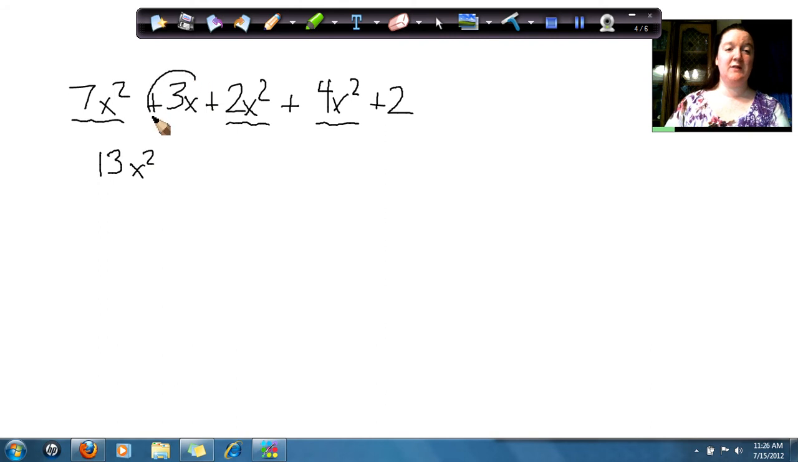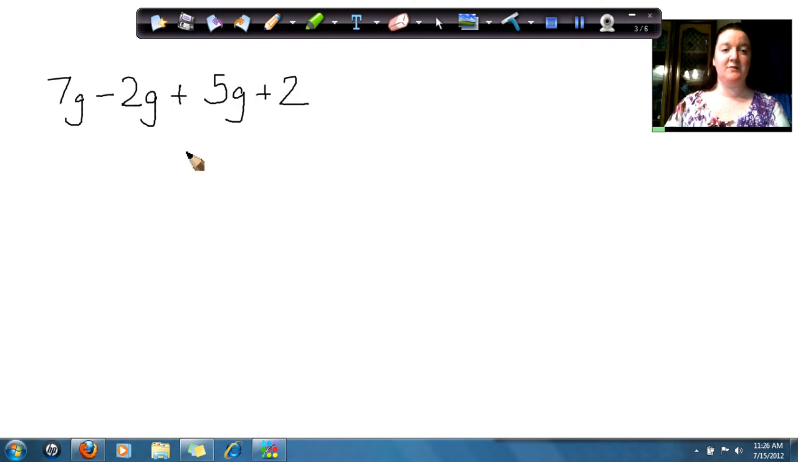Now this 3x, there's nothing else in our expression that has an x attached to it. So we're simply going to drag it along, plus 3x. Then we have the plus 2. There's nothing else like it, so we're just going to drag it along. So our answer is 13x squared plus 3x plus 2. Let's look at another example.